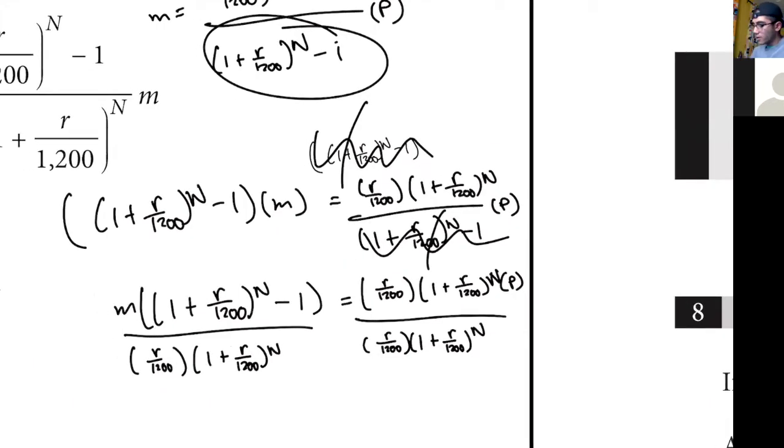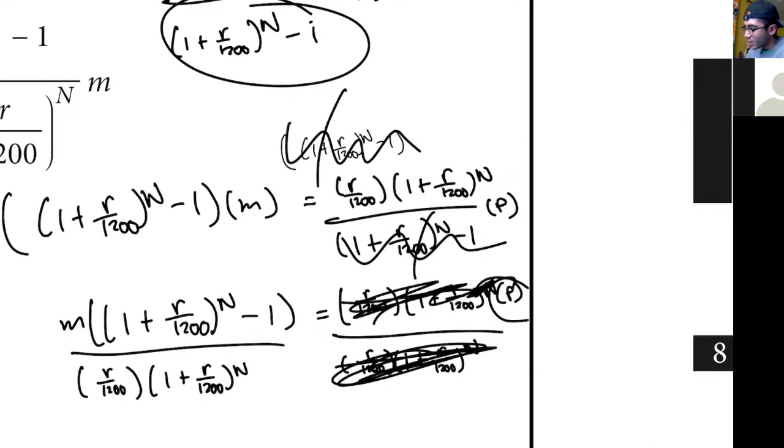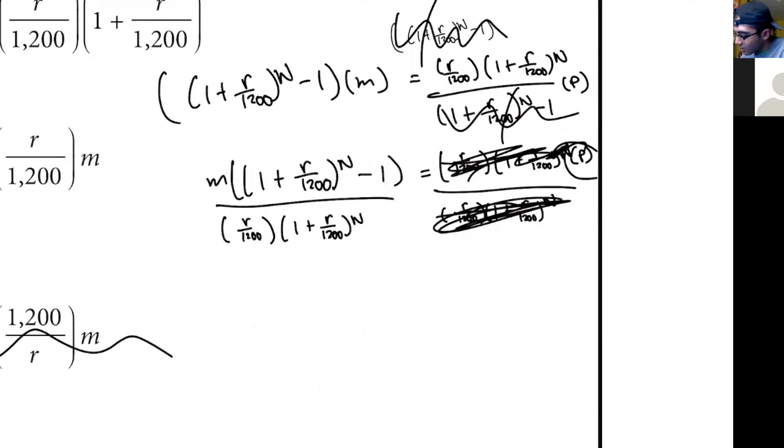So now that we have this, we can cancel these values out. So we can cancel this with this, right? We can cancel all of this with all of this. So then we're left with a P, right? So then that means P, or that means this.